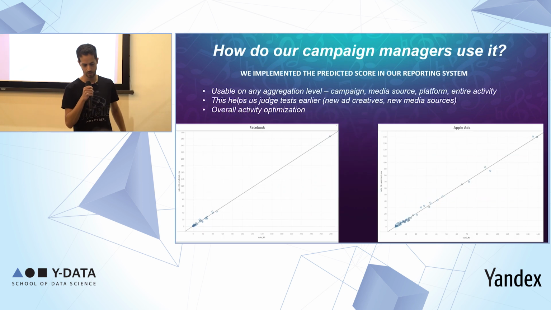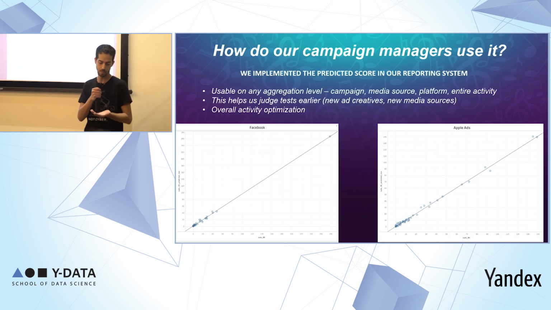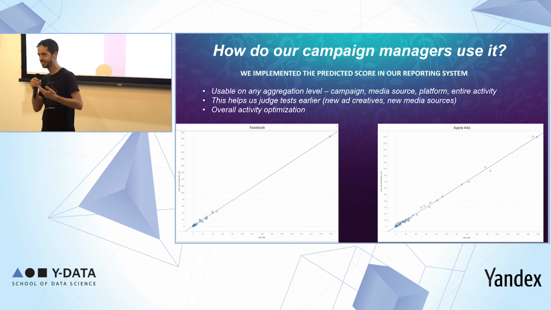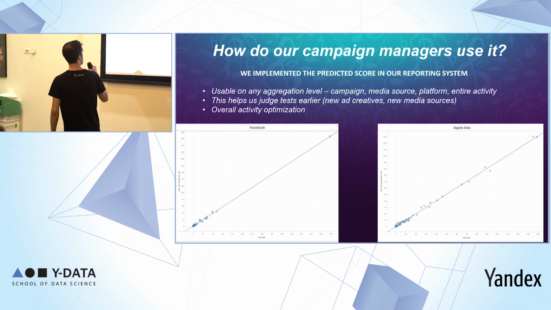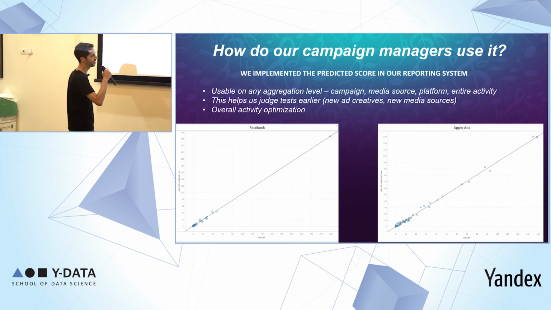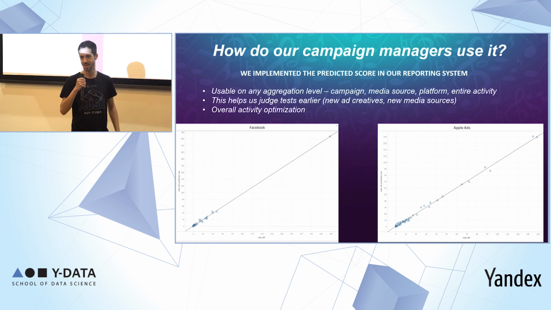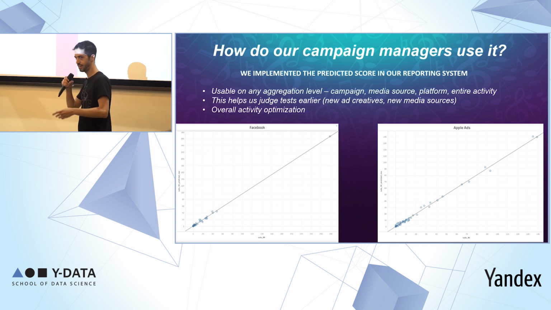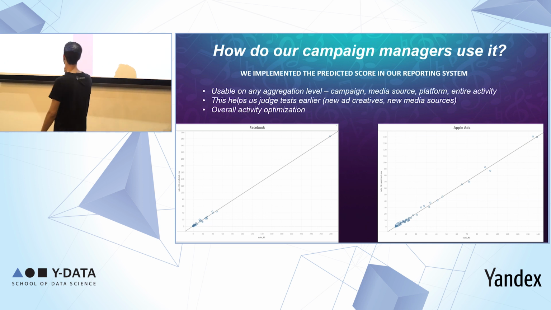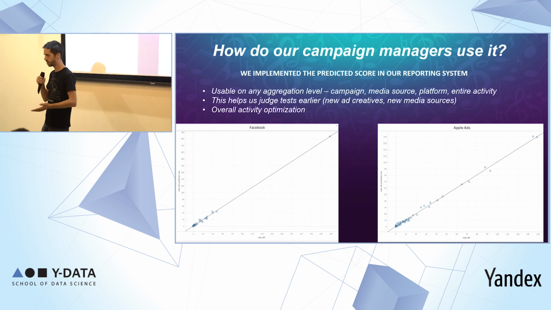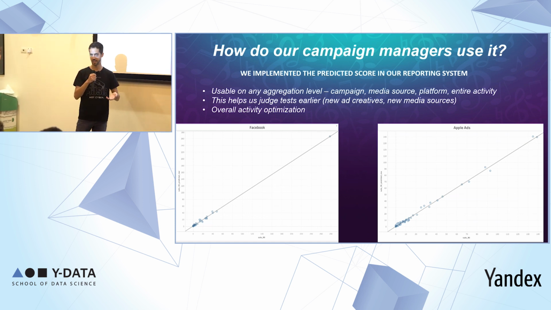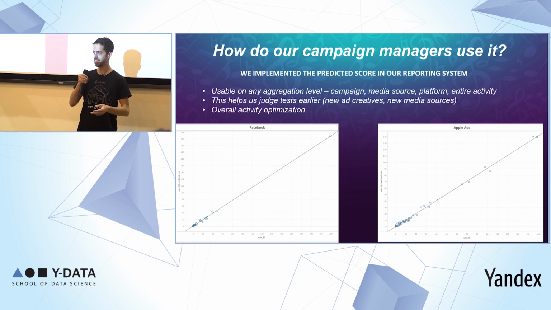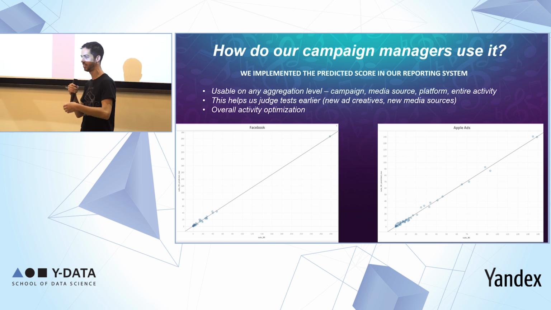And next, I want to show you how we use it in production, so how our campaign managers use it. It's basically here to serve them, save them a lot of time and enhance their work. So we implemented the predicted score in our reporting system. We use Tableau, which I'm a big fan of. So it's usable at any aggregation level, which was also one question here. We can judge campaigns versus campaigns from the same marketing platform. We can judge different media sources, and even when we have a new media source, we can judge its performance early.